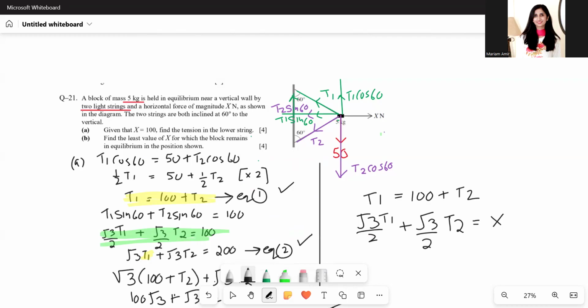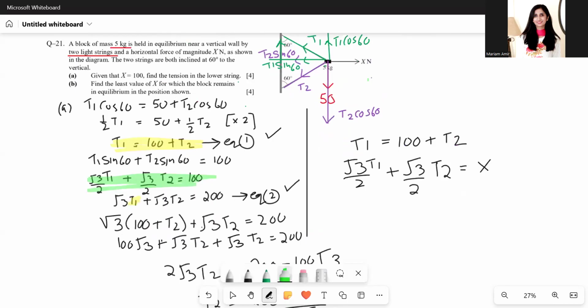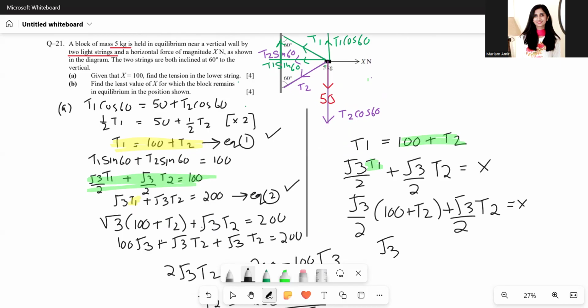Now we need the least possible value of x. Let's see, how do we get that? What we can do again is replace this T1 by this. So we get root 3 upon 2 times (100 plus T2) plus root 3 upon 2 T2 equals x. Now root 3 upon 2 and 100 multiply and we get 50 root 3, and then plus root 3 upon 2 T2 plus root 3 upon 2 T2 equals x.